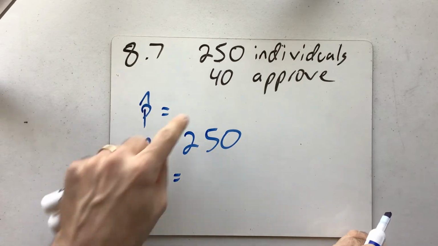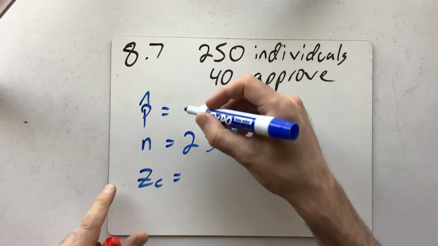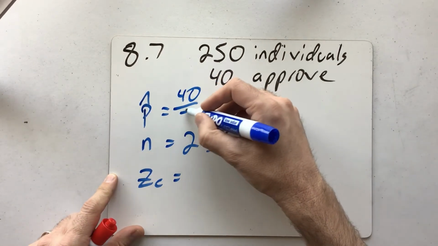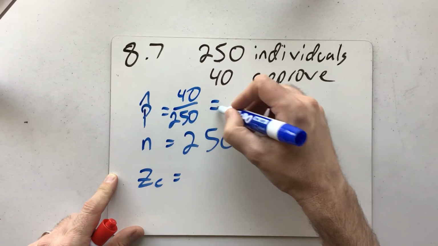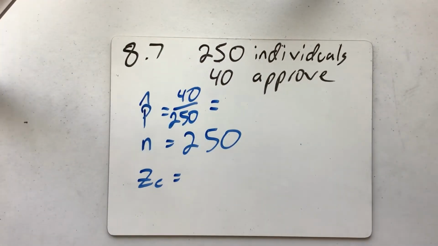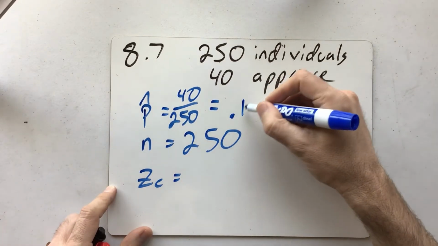P hat is not the number that approve, it's the percent that approve. So p hat is 40 divided by 250. I'm going to divide this real quickly. I feel like I should be able to do this in my head, but it seems harder when the camera's on. Okay, and this is 0.16.